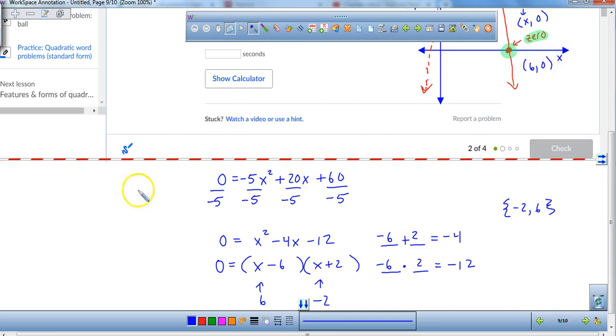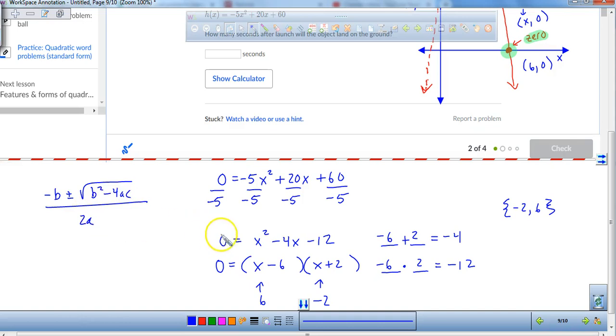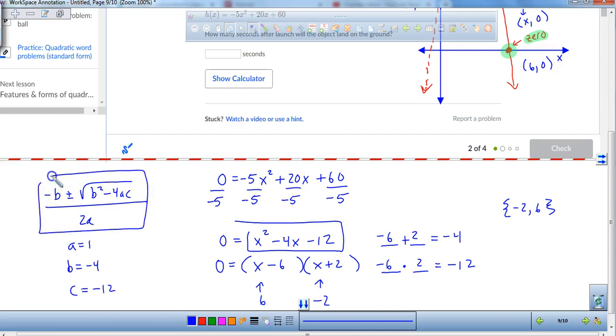Now, if you don't know how to factor, that's when you have to use the quadratic formula, which is negative b plus or minus the square root of b squared minus 4ac, all over 2a. You could use this equation right here and plug in your a value of 1, your b value of negative 4, and your c value of negative 12. You could plug it into the quadratic formula, and you would still get the same answers, negative 2 and 6. Okay, but I'm not going to do that because that was another lesson, and you can watch that video on how to use the quadratic formula.